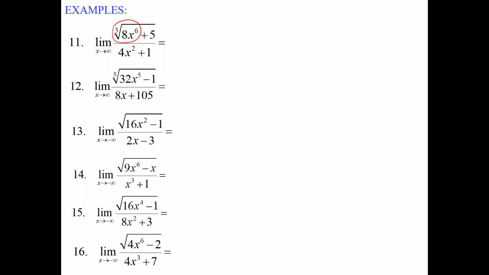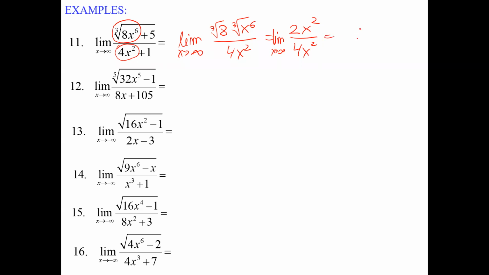Leading function. Well, let's do cube root of 8, cube root of x to the power of 6, over 4x squared, because we are only interested in leading terms. 2 times cube root of x to the power of 6 will give us 2x squared, and 4x squared, I suppose, to have a limit at positive infinity. Okay, the limit is 1/2 because it's the same degree, the ratio of the leading coefficients. And that's how you can do all of them.